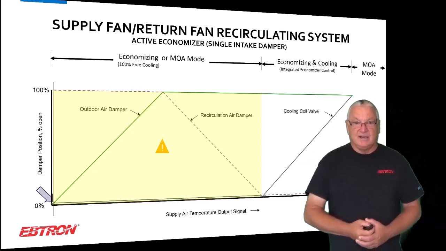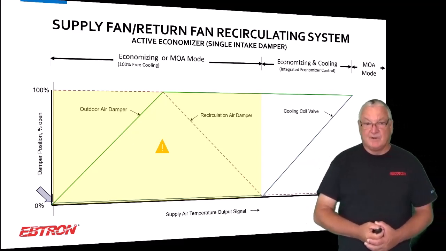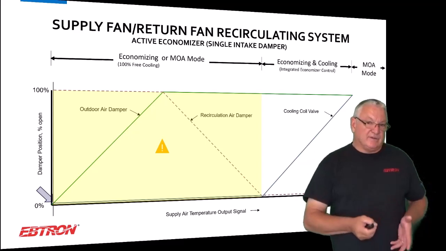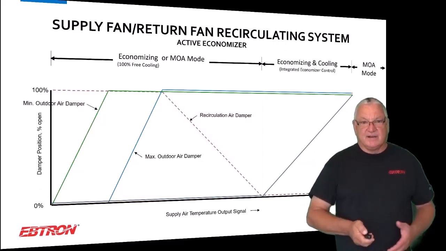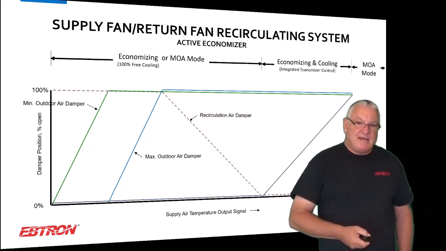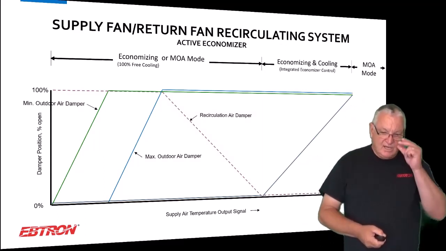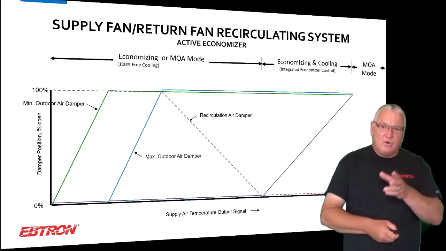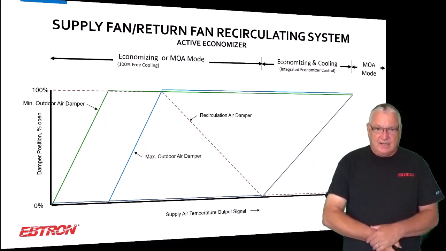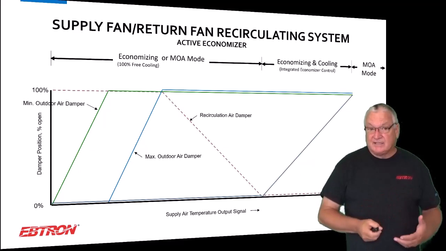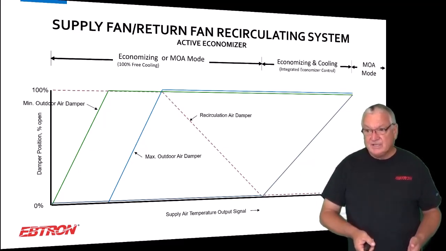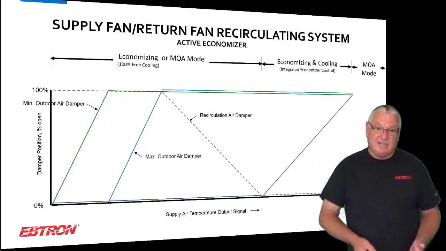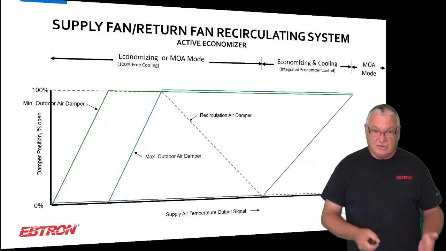And that's why I say hot economizing or minimum outdoor air mode, because it could be either. So basically, supply return fan system there. When you have a min-max damper, what you want to be thinking about is how do you handle the min and max damper? Do you handle it as a single damper? Do you close the min first? Do you close the max first? I think it's very obvious that you close the max first.